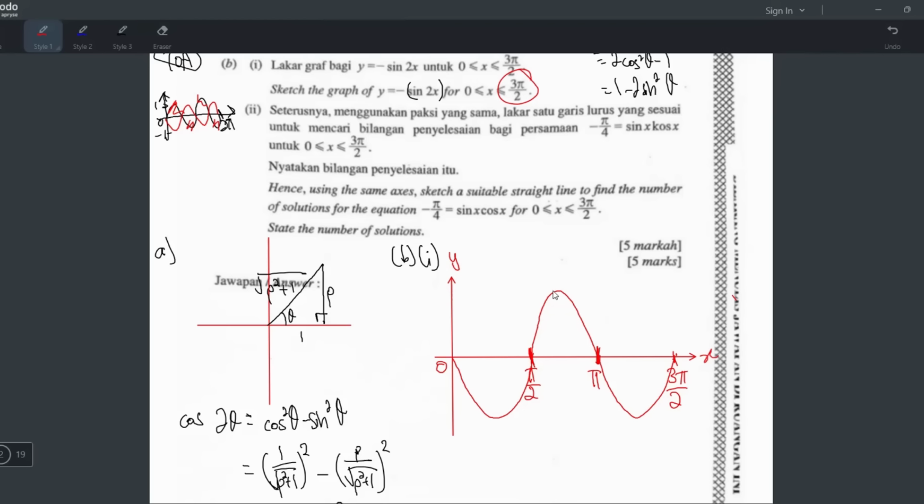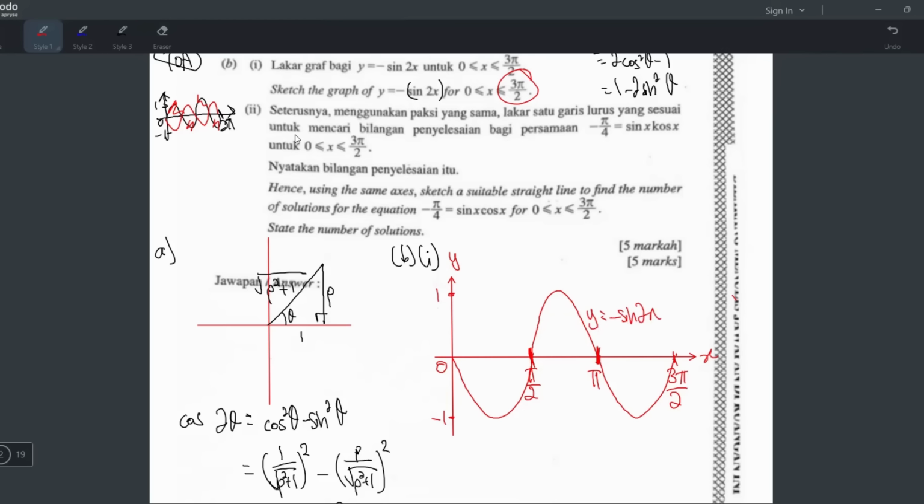Okay, now I think I have to label the maximum value here. This 1 and negative 1. Yeah, because there's no number here, right? No number here is 1. That means the amplitude is 1. All right, so I'm done with B1. Oh, I forgot to label the equation. Y equals negative sine 2x.